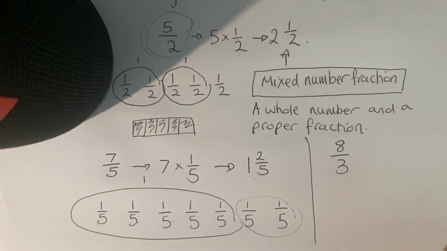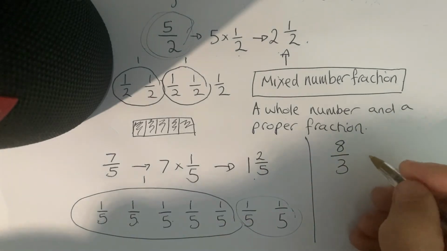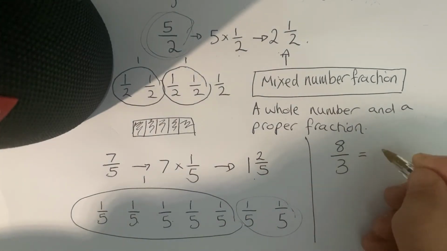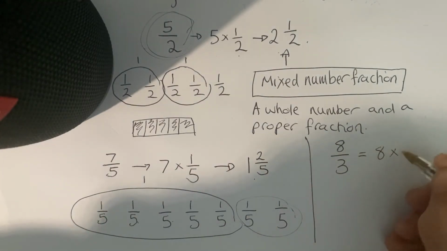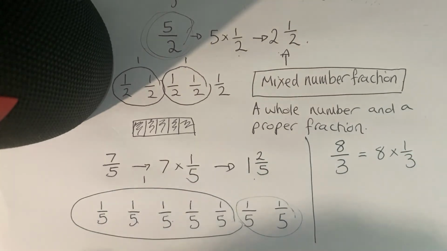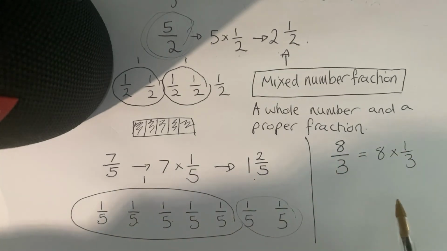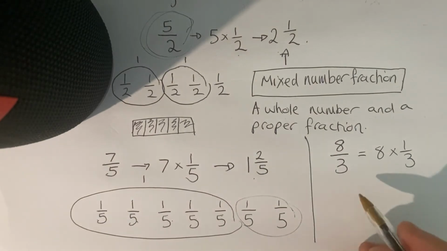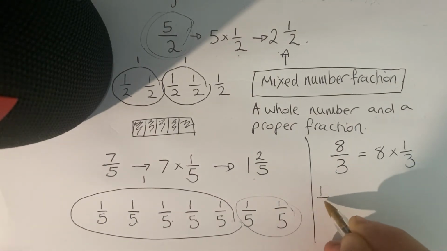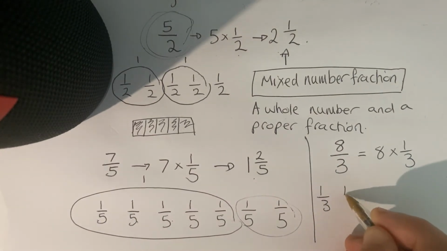Right. Okay, let's have a look. So as we can see, this is 8 lots of 1/3. So we can say that this is 8 lots of a third. So I'm going to write down a third 8 times.